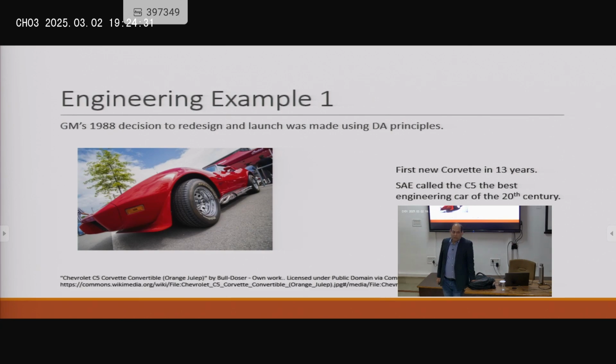Okay, so some engineering examples. GM, General Motors, decided to relaunch the Corvette in 1988, I think. And it was the first new Corvette in 13 years. The decision was made using decision analysis. It was considered by SAE the best engineered car of the 20th century. So it was a successful decision. It was done using decision analysis, where they considered all the uncertainty and the benefit of relaunching the Corvette. Corvette had existed before.